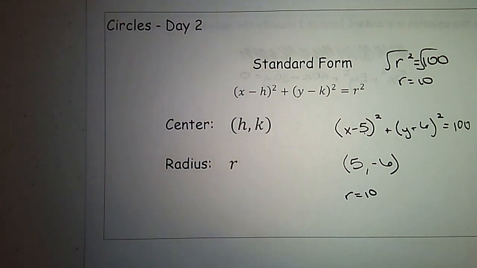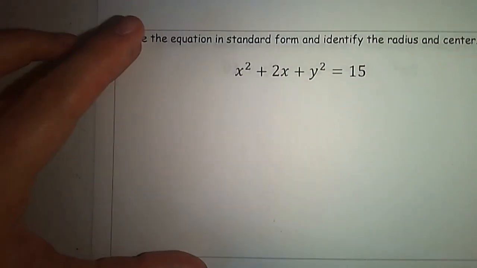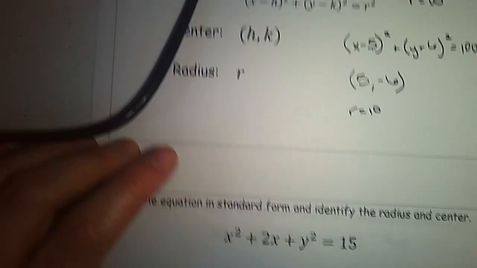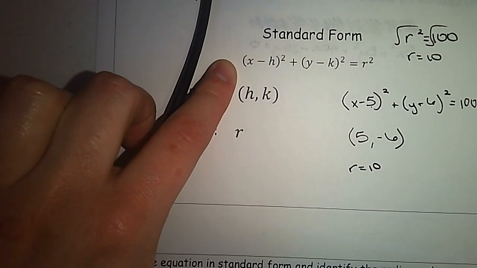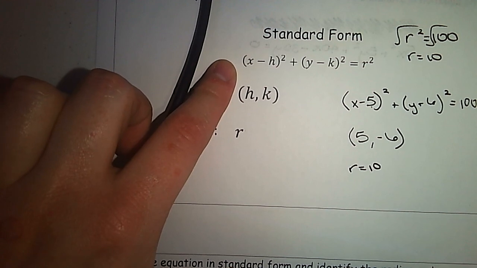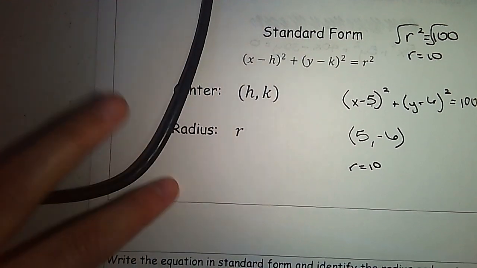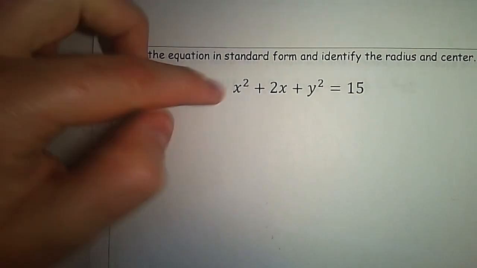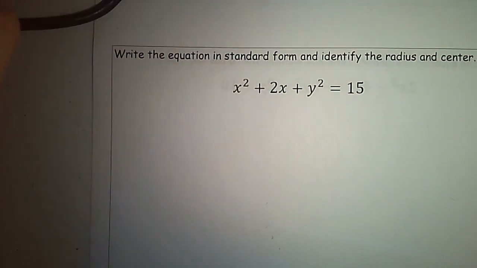Today, though, we're going to switch things up a little bit. So today, I'm going to give you problems like this, and I want you to write it in standard form. So write it in this form where it's really easy to tell what the center and the radius are. Notice we have it all FOILed out. It's all multiplied out.